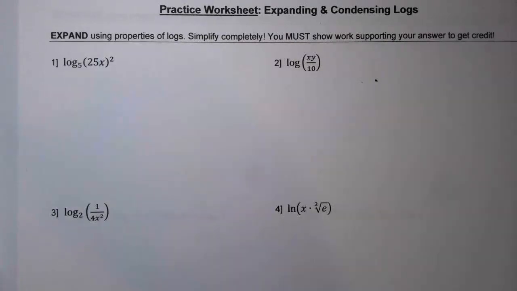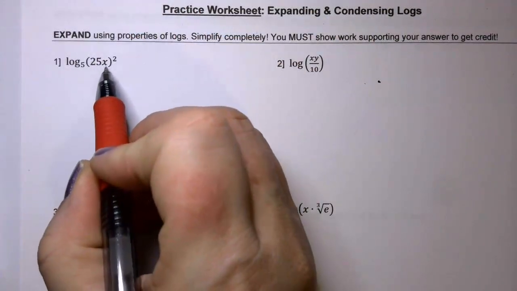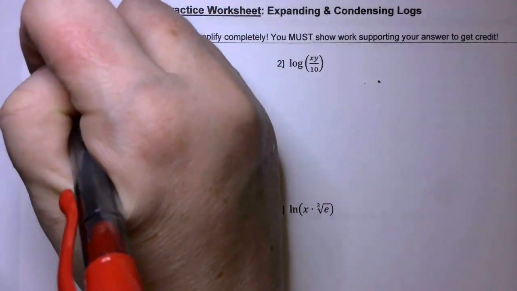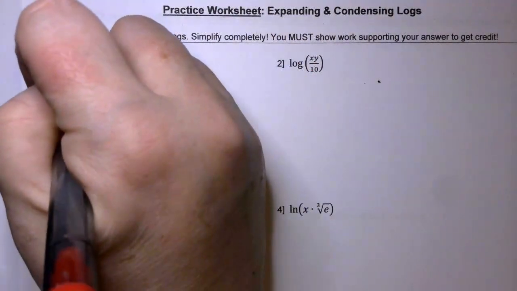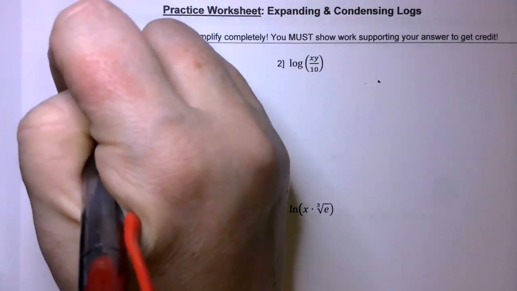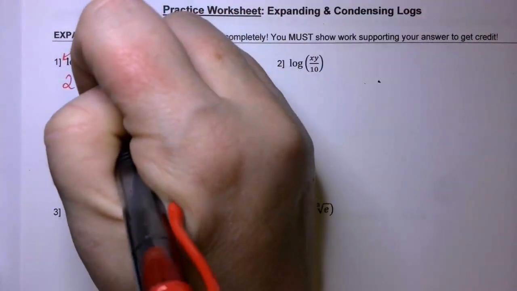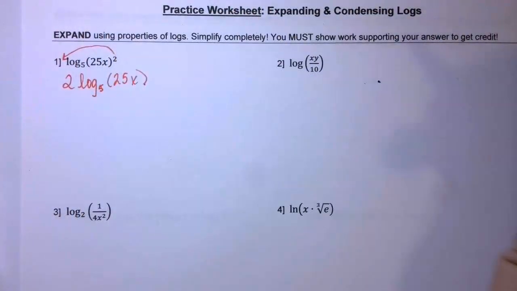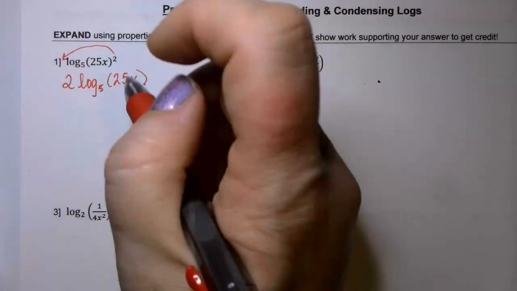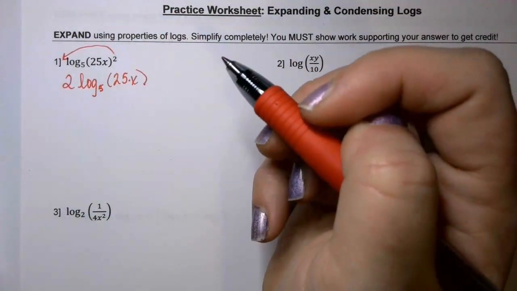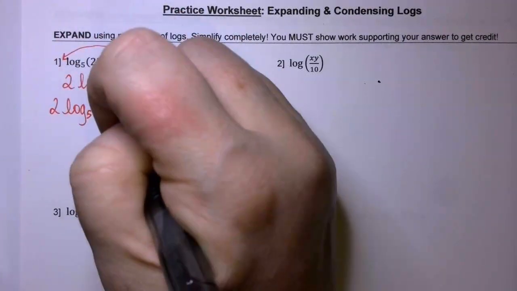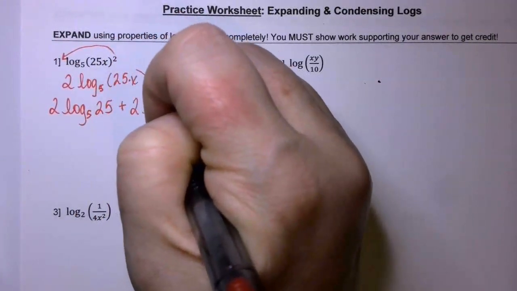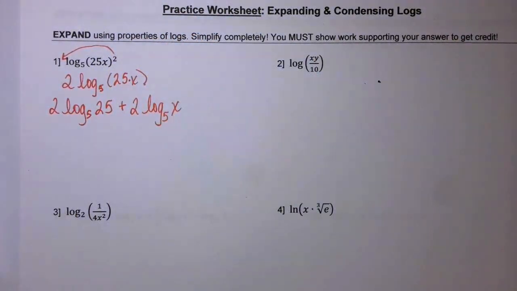Okay, so in example 1, we have a power property because of the exponent on the argument of the log. So we're going to pull that exponent to the front and make it a coefficient on the log base 5 of the product 25 times x. Then we can use the product property to break apart that multiplication, and we'll have 2 log base 5 of 25 plus 2 log base 5 of x.